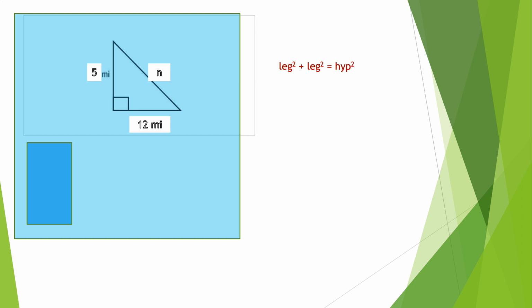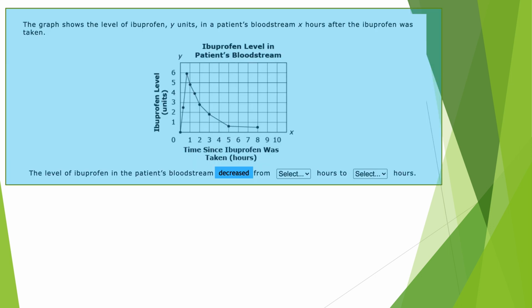Okay, so again, right triangle, leg squared plus leg squared is hypotenuse squared. Hypotenuse is always across from the right angle, and this time the unknown, the variable n, is the hypotenuse. So 5 squared plus 12 squared is n squared. 25 and 144 is n squared. 25 and 144 make 169. Square rooting that, n is 13. So that's the length of the hypotenuse. Go ahead, stop and start.